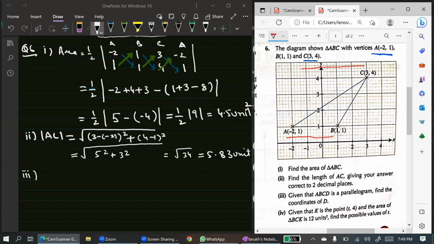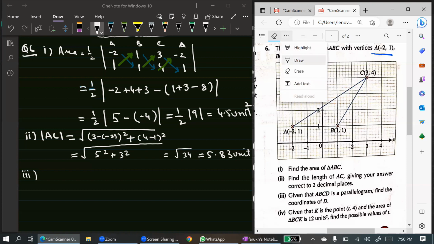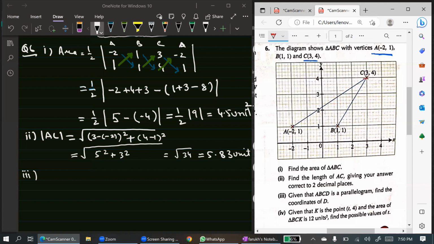What is the length of AB? Please measure the length from the graph. 1 unit, 2 units, 3 units. This length is 3 units. Is there any confusion? No, I understand. Okay. Now the length of CD should be 3 units. 1, 2, 3 units. This point is D.